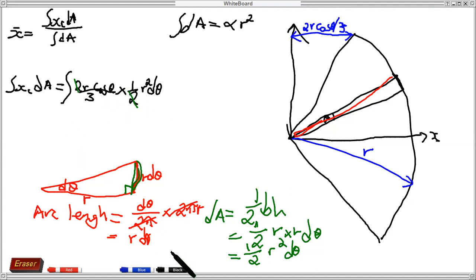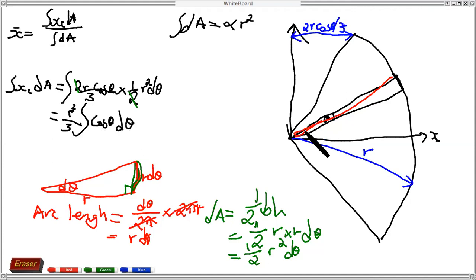Then we're going to end up with something like this, so we can put everything on the side so that we can integrate with respect to that angle. Everything else we can take outside. So r cubed over 3, and this integral sign here, cos that angle, d that angle.